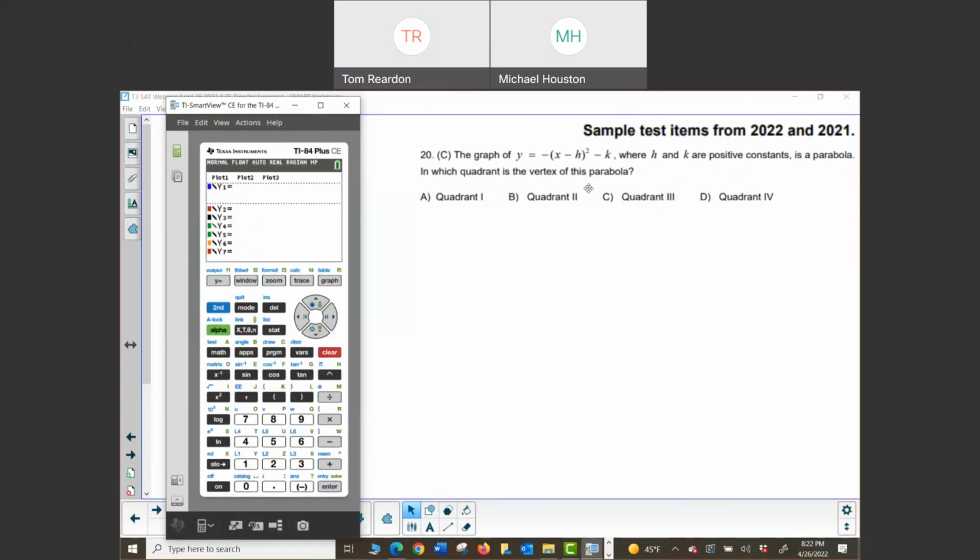So it says the graph of y equals the opposite of the quantity x minus h squared minus k, where h and k are positive constants. That's a big deal, by the way, is a parabola. In which quadrant is the vertex of this parabola? This is thinking graphically. So I'm going to give you just a few seconds to think about it, maybe not enough, so don't get mad at me because I have a lot of things I want to share, but I do want to give you a chance to at least think about starting to solve that. So a few seconds there. Think about it. You don't have to put your answer in the chat, throwing people off. Let them think about it.